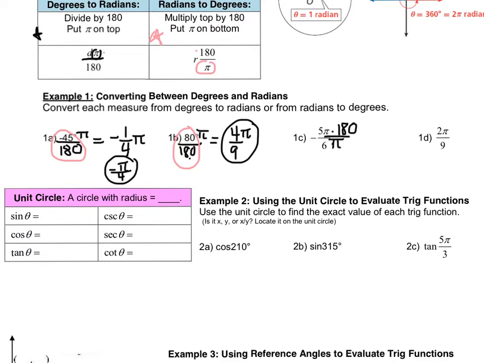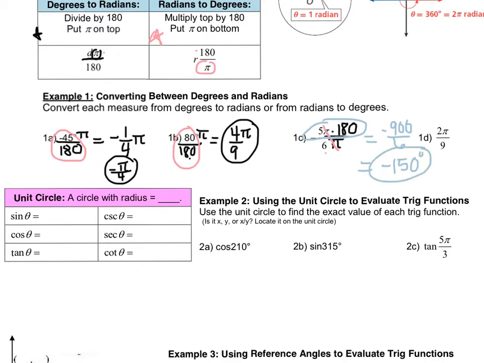That way we can cancel out what cancels out, so now the pi on top and the pi on bottom will cancel, and we're going to multiply negative 5 times 180. When we do that, we'll get negative 900, and then you can divide it by 6, and you'll get negative 150, and make sure you put the degree sign.